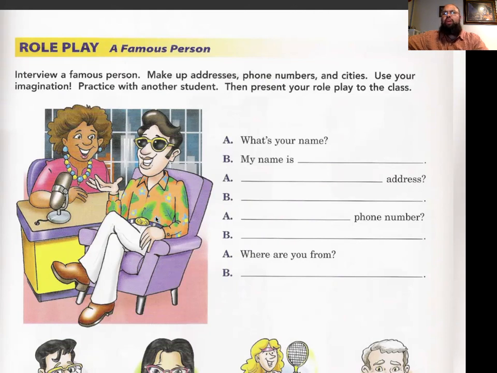So what's your name? You could say, my name is President Abraham Lincoln. What's your address? My address is 123 Washington Place. What's your phone number? My phone number is 865-3942. Where are you from? I am from Washington, D.C.